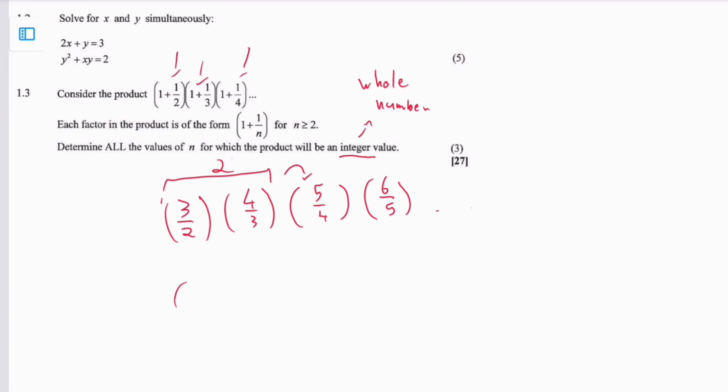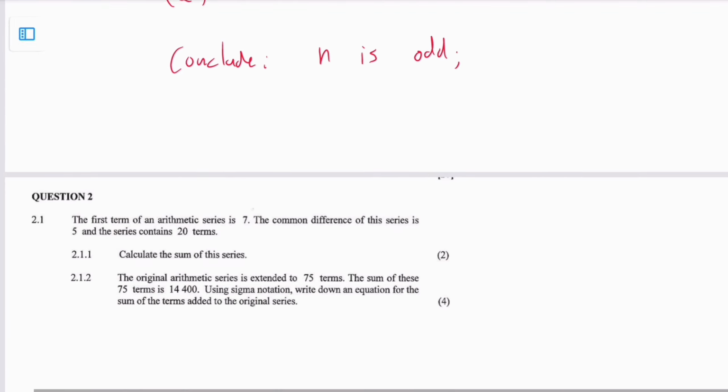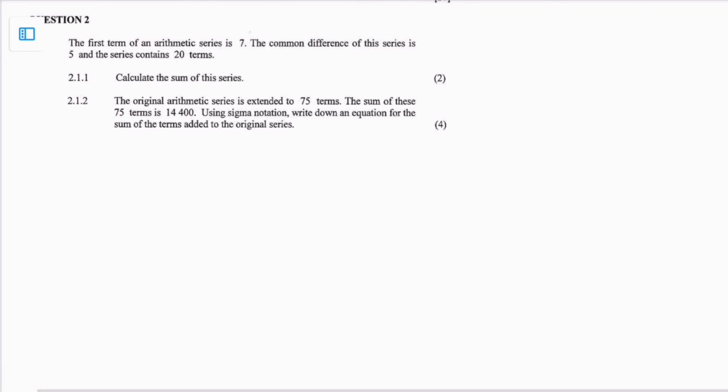And so then you can simply conclude the values of n for which the product will be an integer value is n is odd. Okay, so let's move on to question 2. I apologize for this little thing over here. I haven't figured out how to remove it from the screen, but I think all the information is still present.